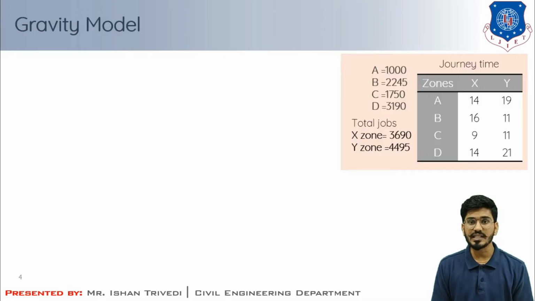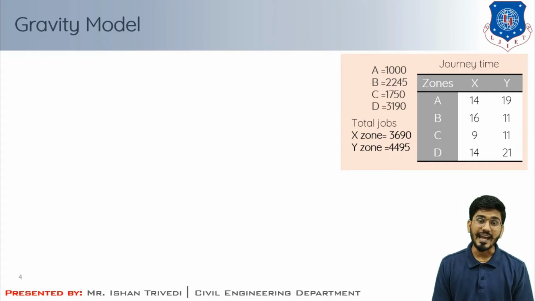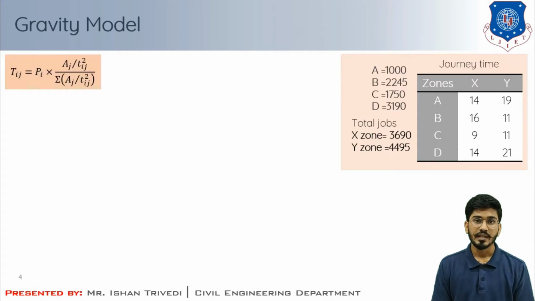So if I carry forward the given data, we have the journey time, we have the total trips which are originated, or you can say produced, from zones A, B, C, D, and we have the total number of jobs. From all these zones, in X industry there are a total of 3690 trips, and in Y zone the total number of attracted jobs is 4495 trips. We have this general equation, which I've just computed from the data that I have and from suitable assumptions.